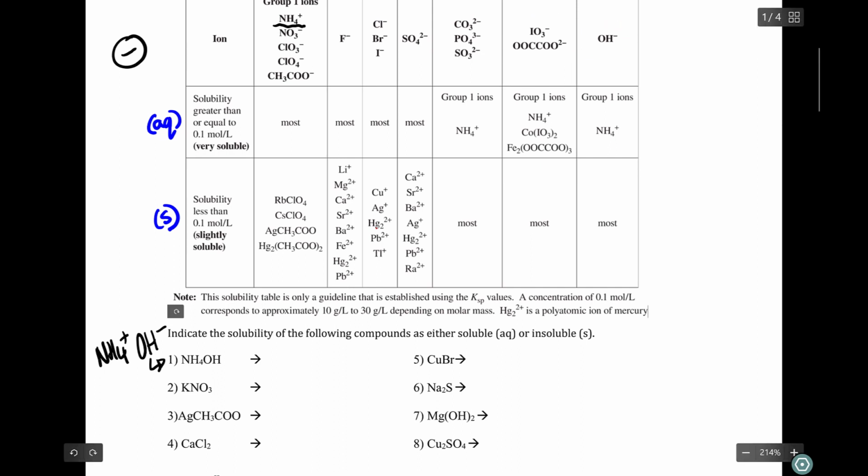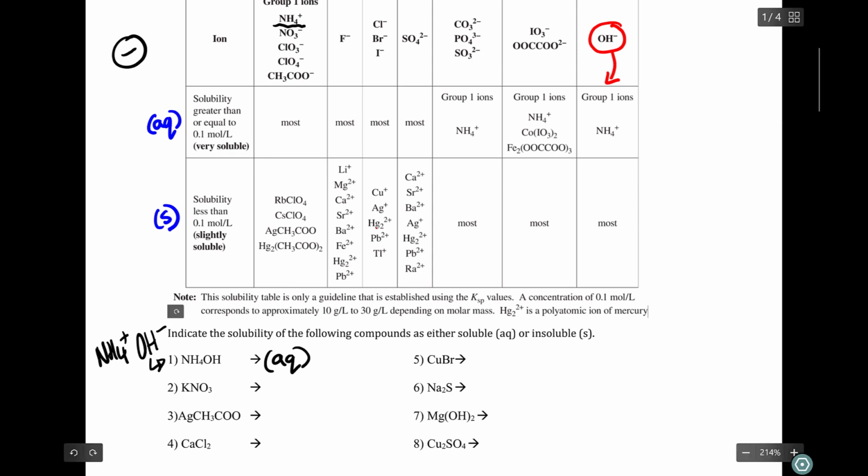I go to the end of my chart, I find hydroxide, okay, that's good. I check to see if NH4 plus falls in this first group, okay? So it says OH minus is soluble with group 1 ions, which would include potassium, lithium, sodium, all of those. And it is also soluble with NH4 plus. Well, over here it is attached to NH4 plus, which means it falls in this group, and that would make it quite aqueous.